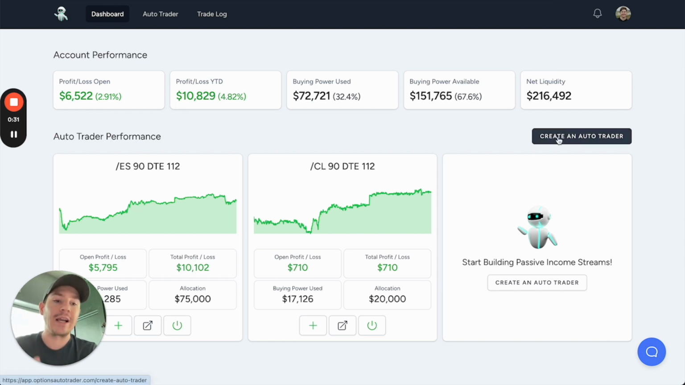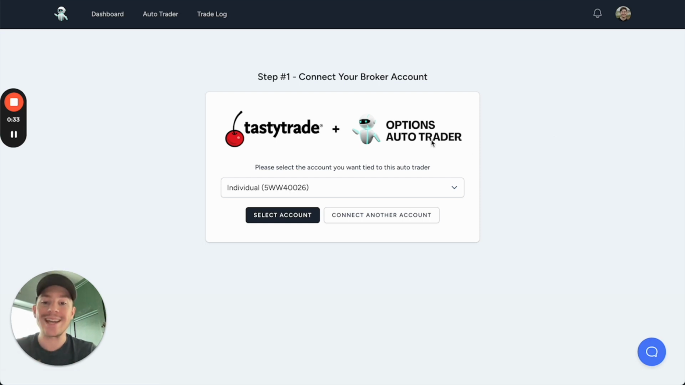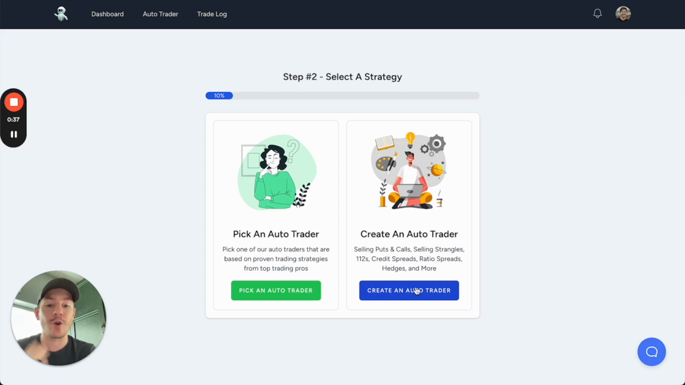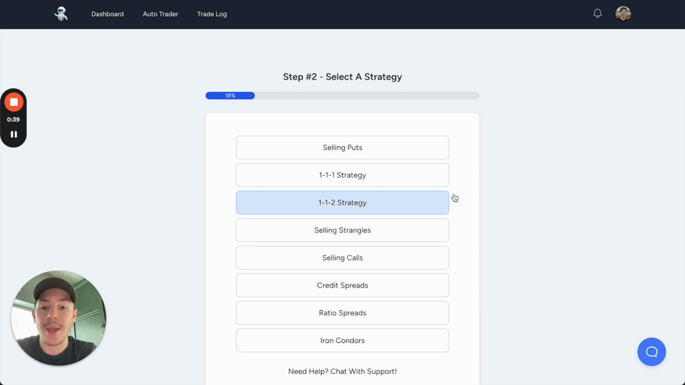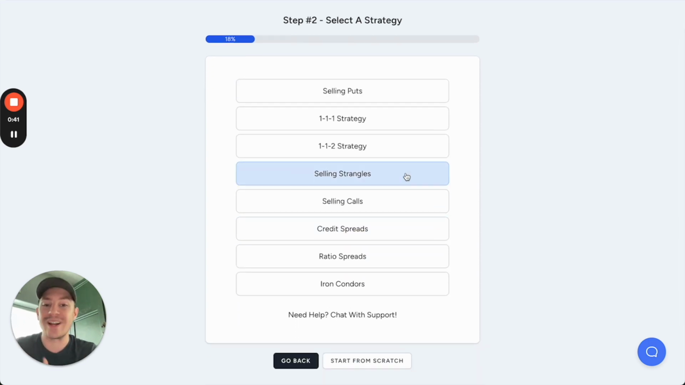So first thing we're going to do is create an auto trader. We're going to connect our Tasty Trade broker. Mine's already connected. And then I'm going to create an auto trader. So in this create process, I'm going to create a Strangle. So we're going to sell Strangles because it's a great strategy.